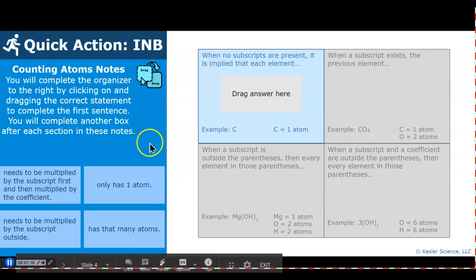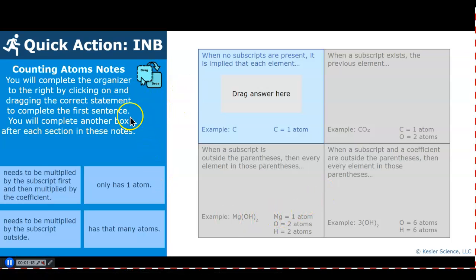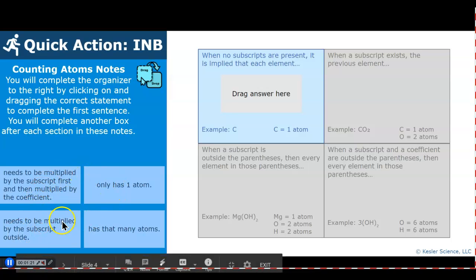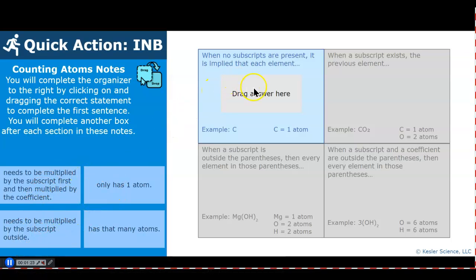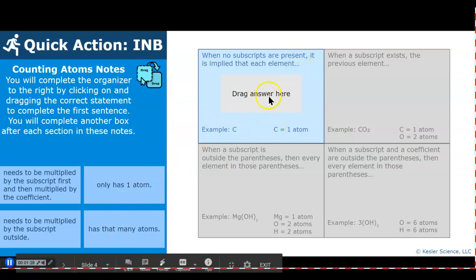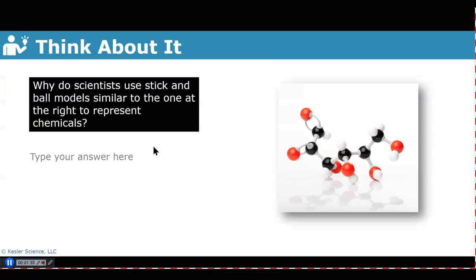Okay, now you're going to complete this organizer. You're going to pick the correct answer here and drag it up here. So make sure you read the box and that you bring the correct answer up here. So you tell me why you think scientists use stick and ball models similar to this one to represent chemicals. So you're going to tell me why here.